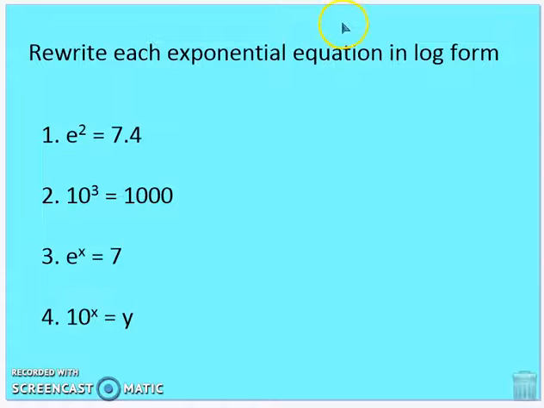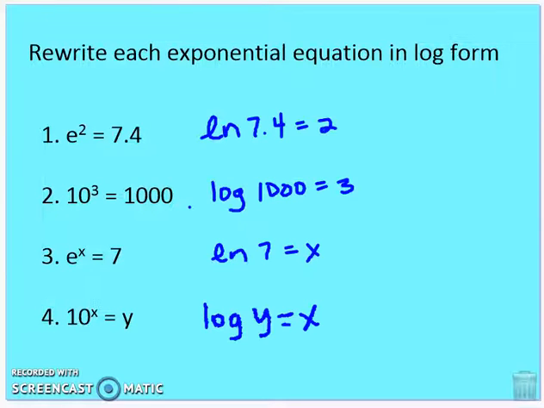Right, so now we're going to go in the other direction. Rewrite the exponential equation in log form. And you get log base e of 7.4 is equal to 2, read as natural log of 7.4 is equal to 2. Log of 1,000 is equal to 3. Natural log of 7 is equal to x. Log of y is equal to x. All right, we're going to move on. You can check your work and pause if you'd like.